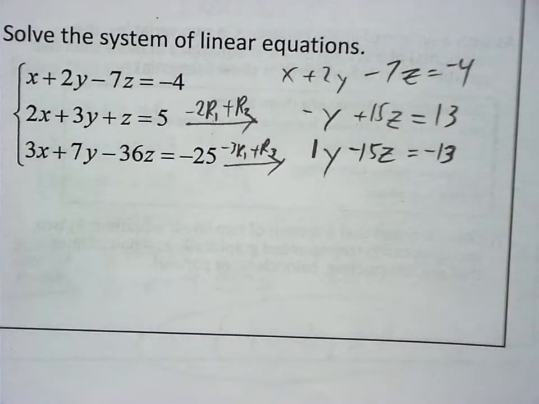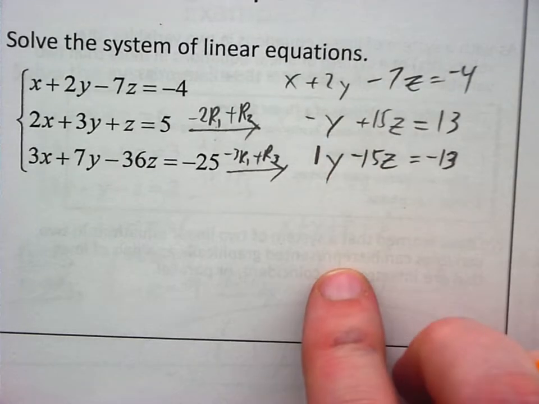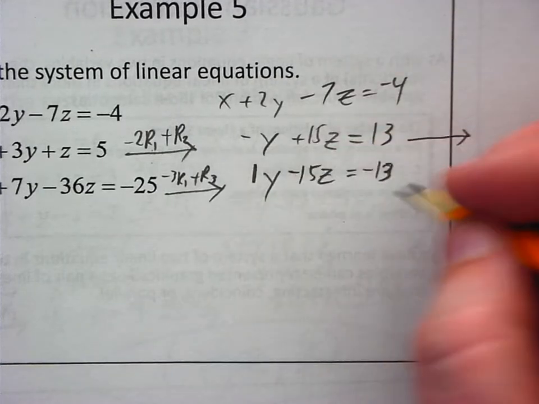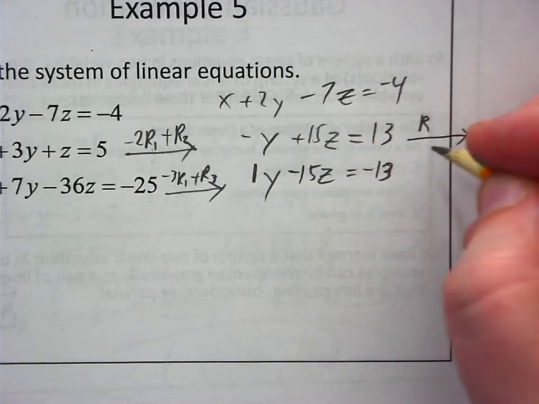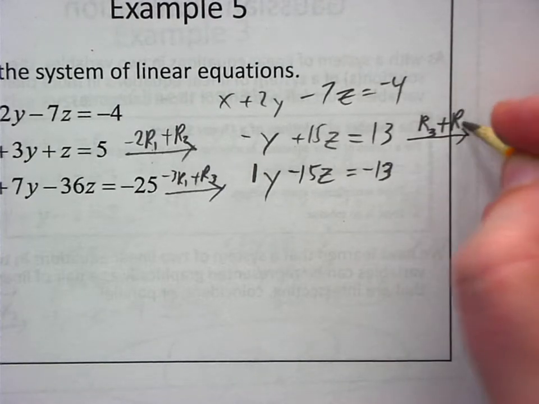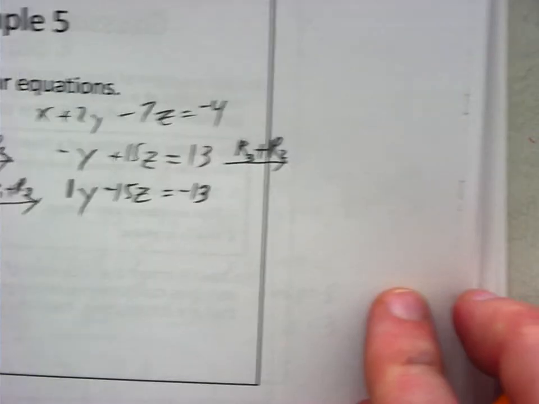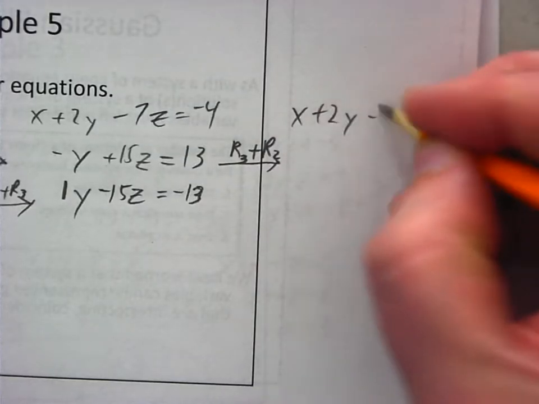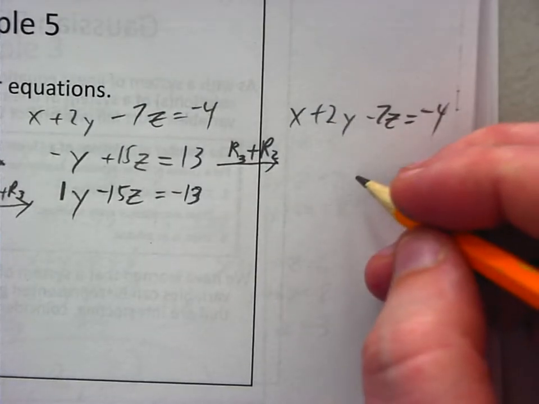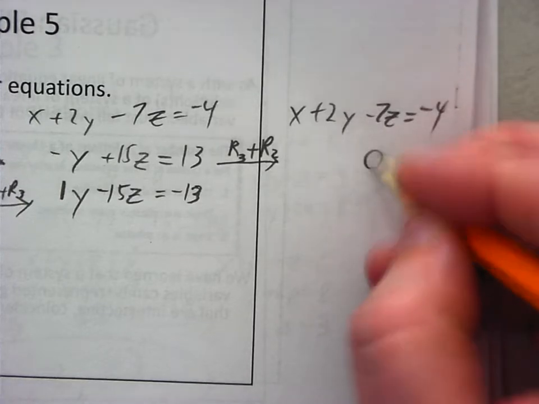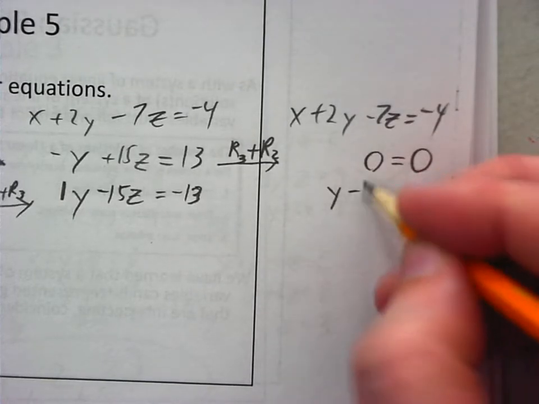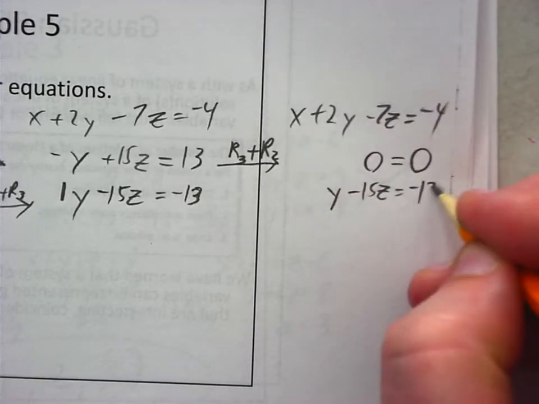So, the second equation is actually already in that format. So if I use the second equation to eliminate the y in the third equation, what would I actually multiply the third equation by? Or would I? No, I can literally just add that. Row 3 plus row 2. So I still have the x plus 2y minus 7z equal to negative 4. This one, the y is gone. What happens to the 15z? And the 13s? 0 as well. So on the bottom, I still have y minus 15z is equal to negative 13.